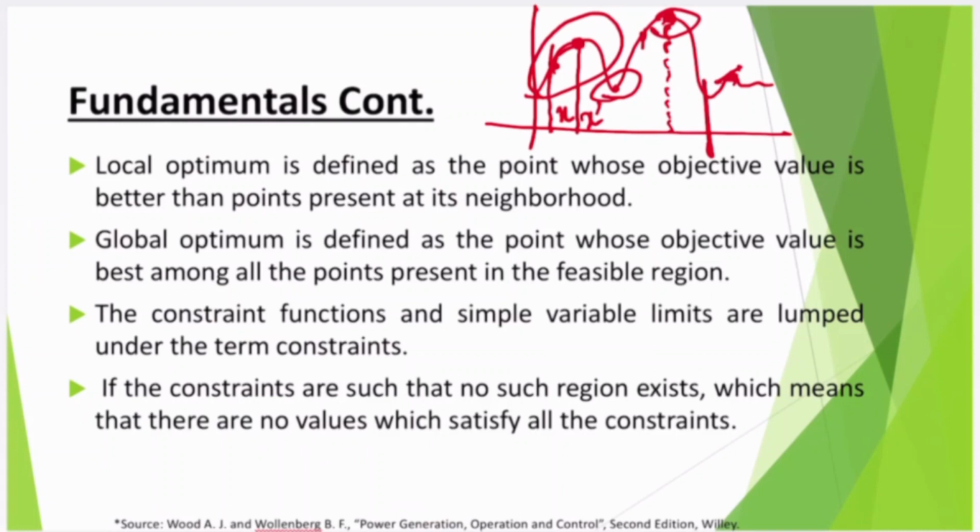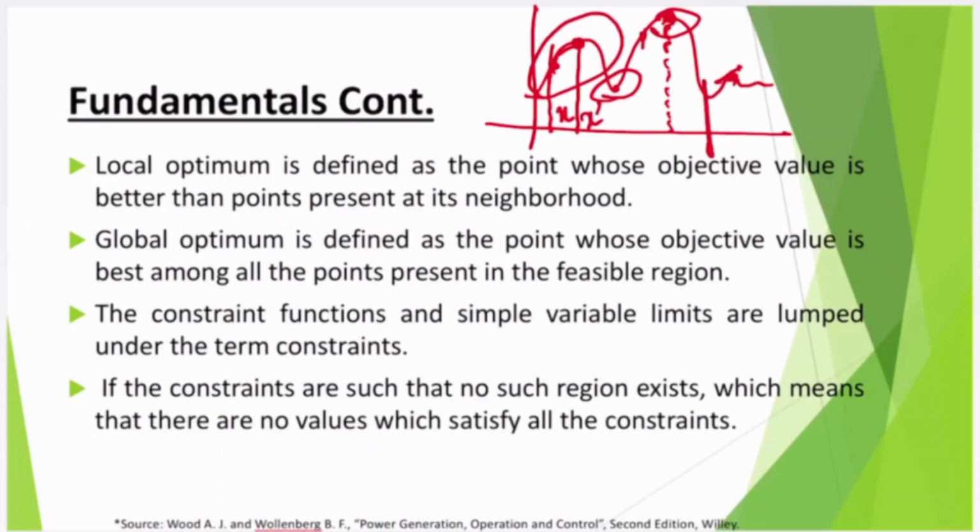And if the constraints are such that no such region exists, meaning if I say that my P is of range A to B, and I'm not getting any solution within that range, so probably I'll say no solution exists, which means that there are no values which satisfy all the constraints. So it may so happen, just for an example, that the range within which you have to find a point probably does not lead to an optimization, and that is possible, and hence we say there is no feasible solution, there is no reason to carry out optimization.